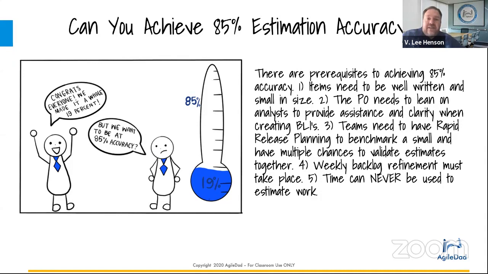Three, teams need to have a rapid release planning session in order to benchmark a small and have multiple chances to validate their estimates together. The truth is, if you have a product owner who does the initial estimate, you have supporting analysts who give a subsequent follow-up or confirmation of that estimate, then you give the team 4 or 5 chances to review each other's estimates in a release planning session.